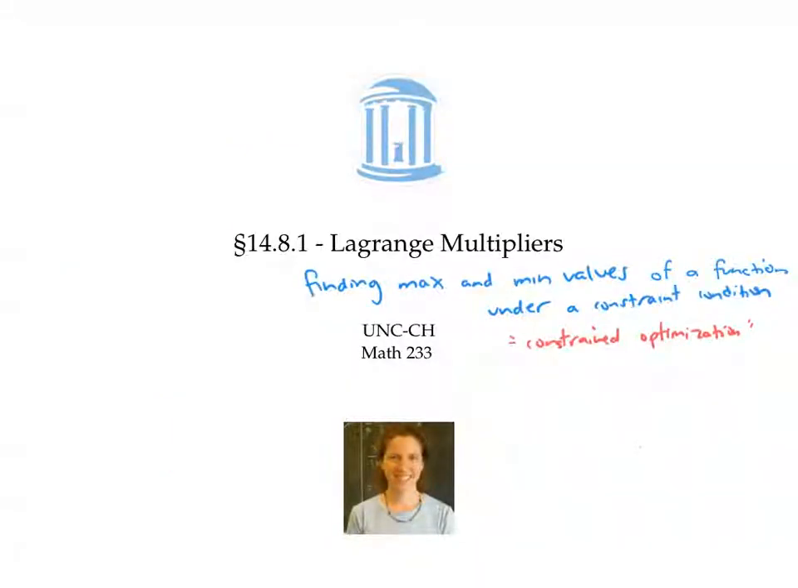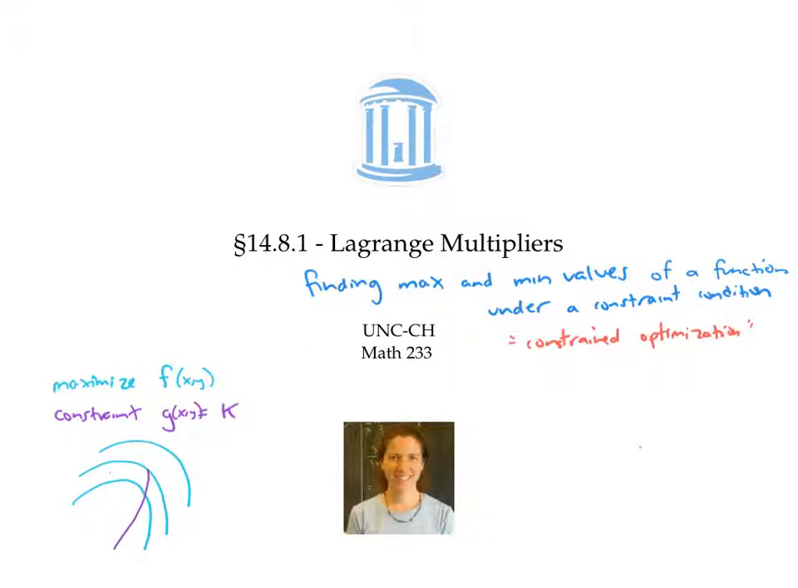In this video, we developed Lagrange multipliers. The key idea behind Lagrange multipliers is if we want to maximize or minimize a function f subject to a constraint given by a function g, then we need to look for where the level curves of f are tangent to the constraint curve g. This happens when the gradient of f is a constant multiple of the gradient of g.